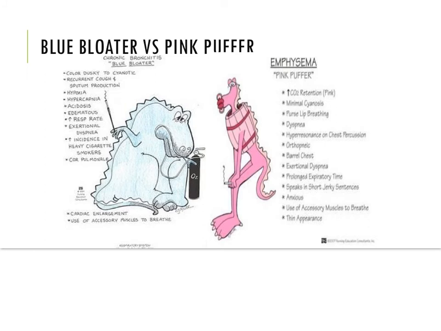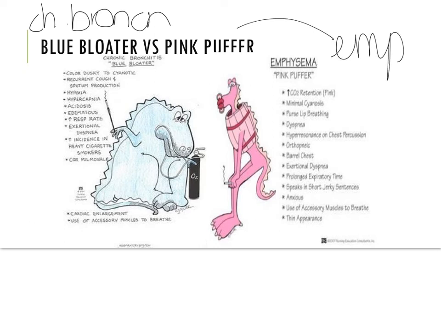This picture just shows you blue bloaters versus pink puffers. Blue bloaters are considered your chronic bronchitis, and your pink puffers are considered emphysema. Okay? So what we have here is a blue bloater who's dusky to cyanotic, has lots of sputum, has a cough, is hypoxic, has hypercapnia, which is an increased CO2, is acidotic.